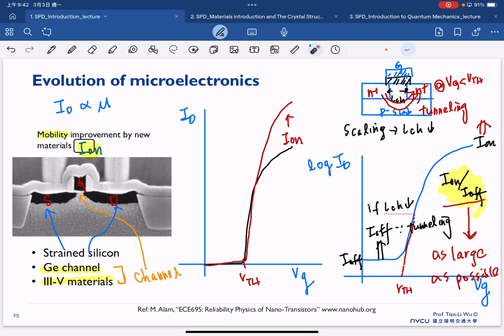So you can see in many of the reported literature and data that once our channel length is reduced, the off current increases. Here we plot the log of drain current versus gate voltage. Once our channel length is reduced, our off current is increased. This is mainly due to tunneling.